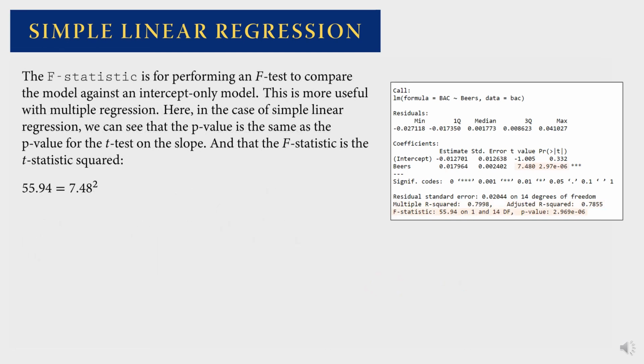Finally, this F statistic is for another test that's used in multiple linear regression. It's testing to see if at least one parameter other than the intercept is different from zero. In simple linear regression, we only have one parameter other than the intercept, so it's equivalent to the t-test on the slope. You can see that it's giving the same p-value, and this F statistic is the t statistic squared.